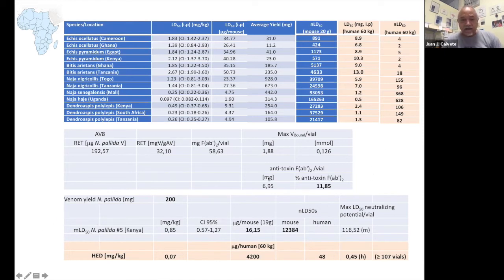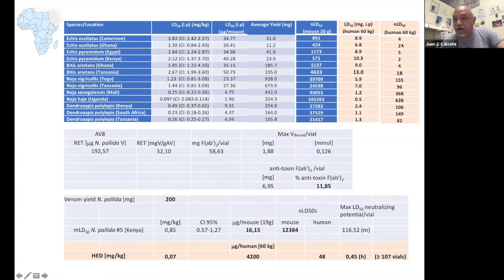Here in this antivenomic analysis, what is in gray is the data for mouse, and you see that the maximum LD50 neutralizing potential per vial for this antivenom is 116.5 mouse LD50s. If you translate this for human, you end up with only 0.45 LD50s for human.